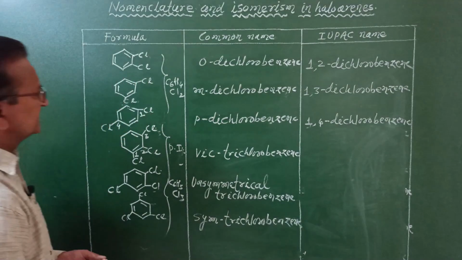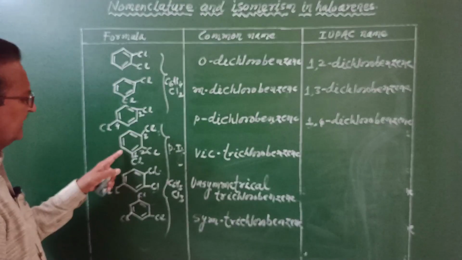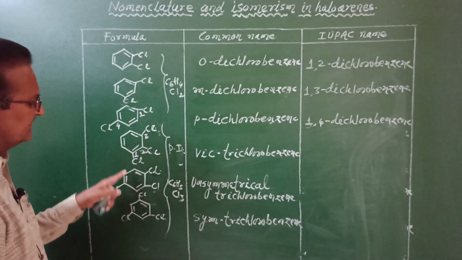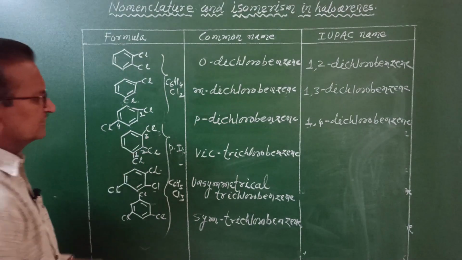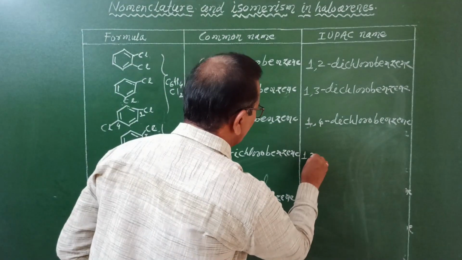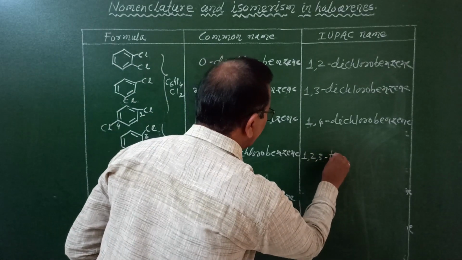Now let us see some examples of tetra-substituted ones. How to write the common and IUPAC names of these three? Very simple, by denoting the positions of chlorine atoms. The first one is called 1,2,3-trichlorobenzene.